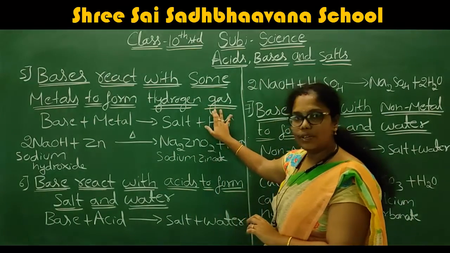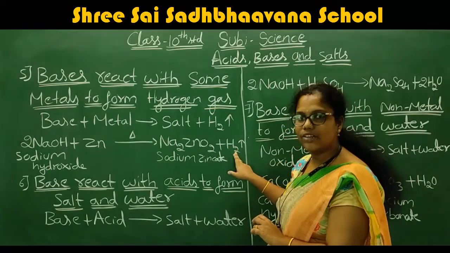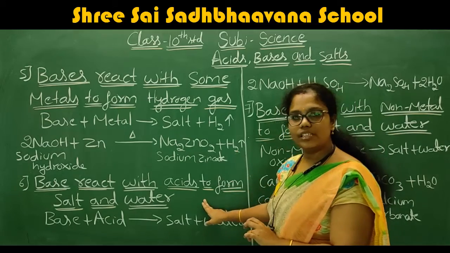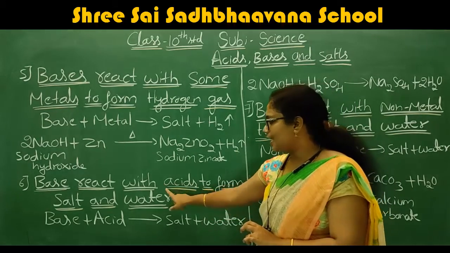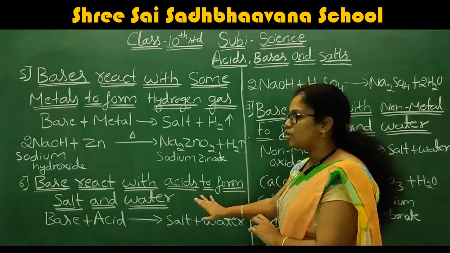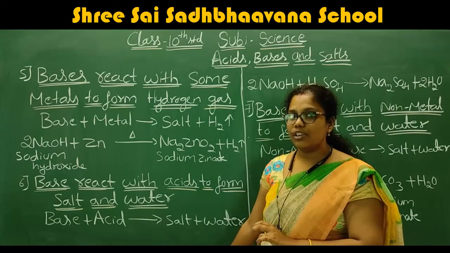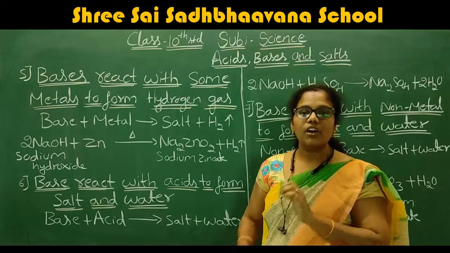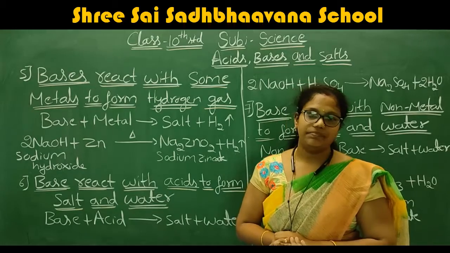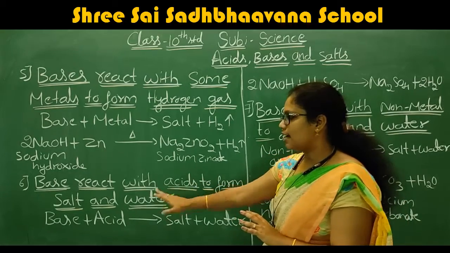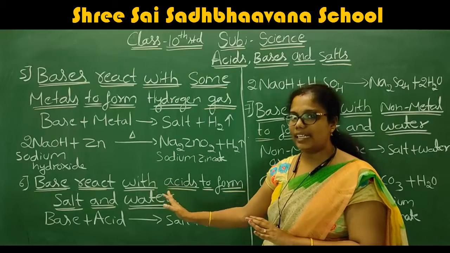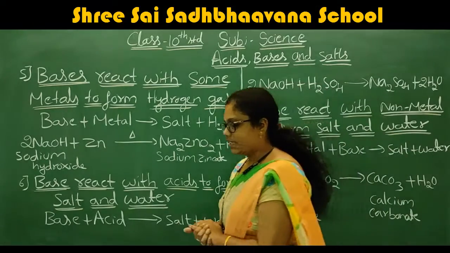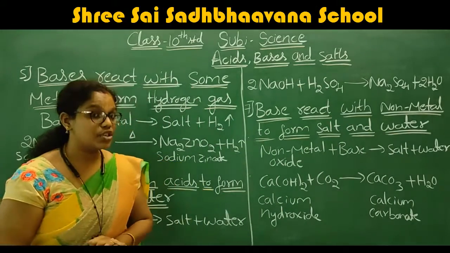After discussing this property, you already know how to check that hydrogen gas, so I am not going to explain it again. The sixth property of the bases is that a base reacts with an acid to form salt and water. You have already studied this. What is this type of reaction? We call it a neutralization reaction. When an acid and a base combine with each other, they form salt and water. This is the neutralization property.